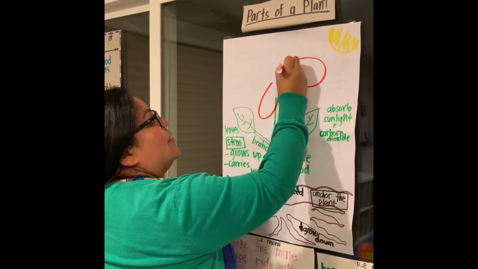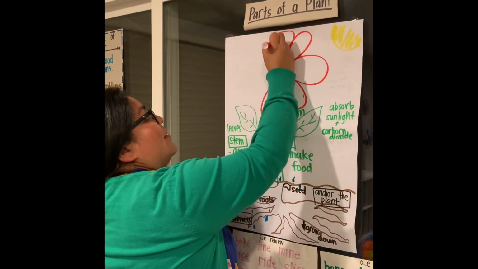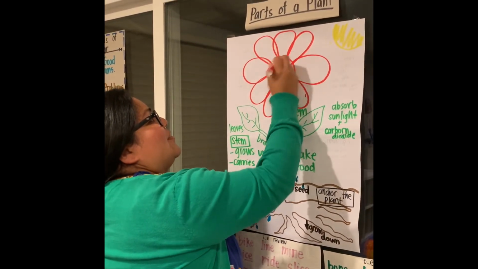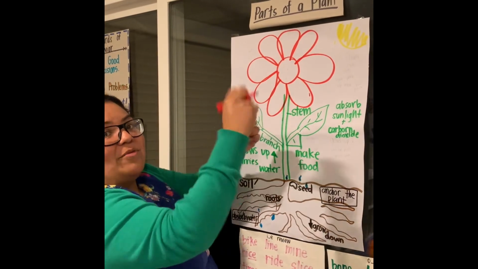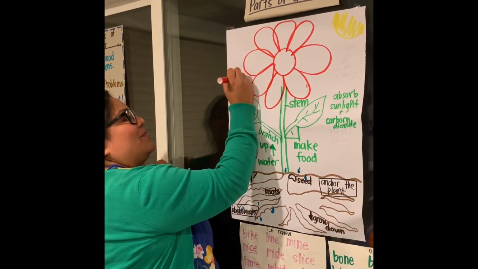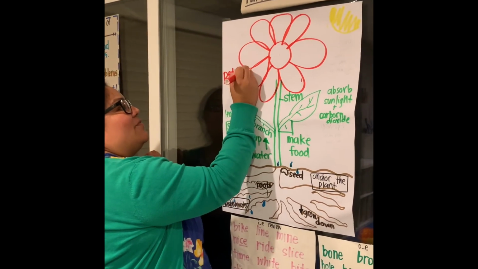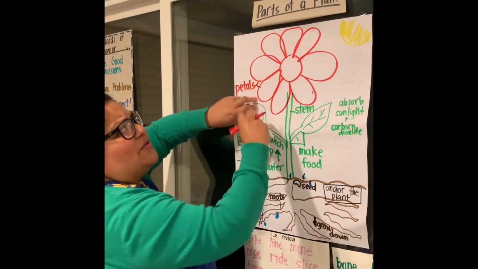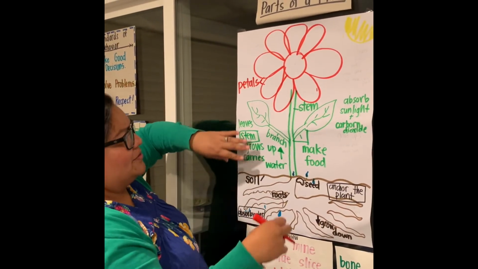Wow. The plant has a flower. Do we know what these are called here? We like to tear them off flowers sometimes. Petals. Petals. Very good. Say that with me. Petals. Those are petals. And the flowers have petals. They're different colors, all different colors of petals.